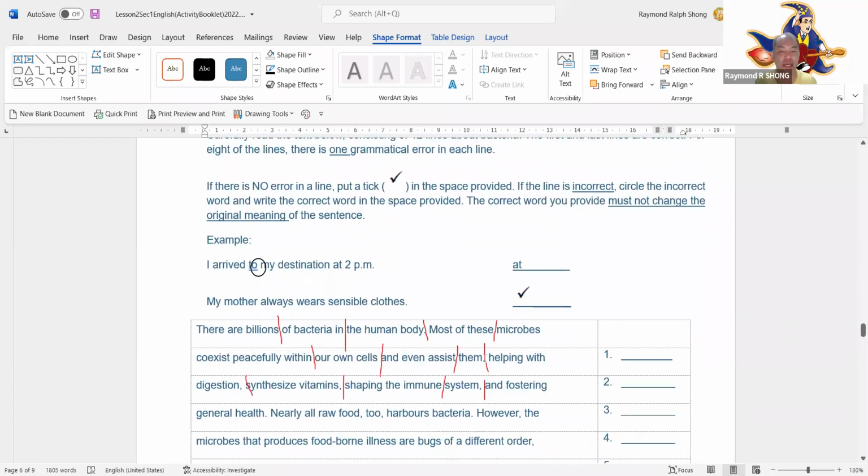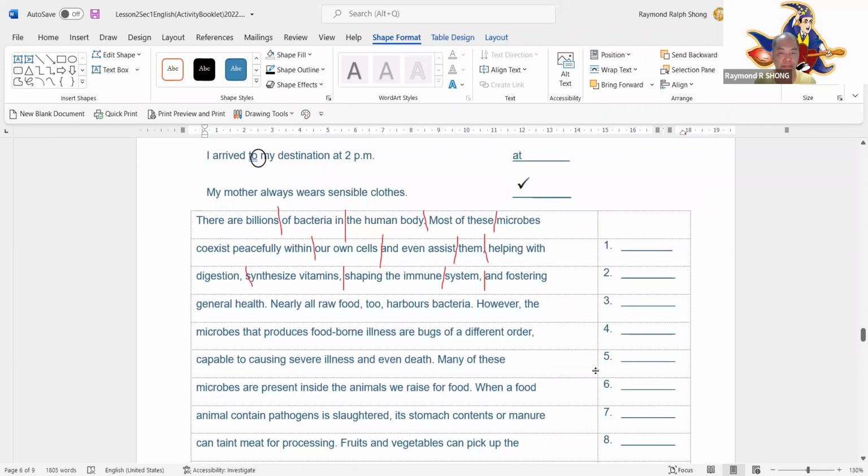So, for example, if you say helping, you cannot change to assist. You get what I mean? You have to change to helped, ed, for example. So you see the circle words. I arrived to my destination. So I arrived at my destinations. So mother always wears sensible clothes. So this sentence, nothing wrong, then you put a tick. Get it now, Ethan? So give a title.